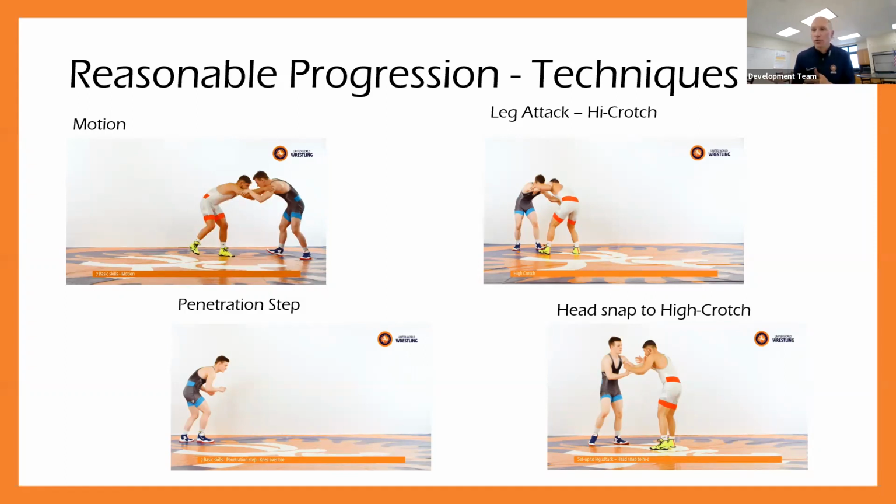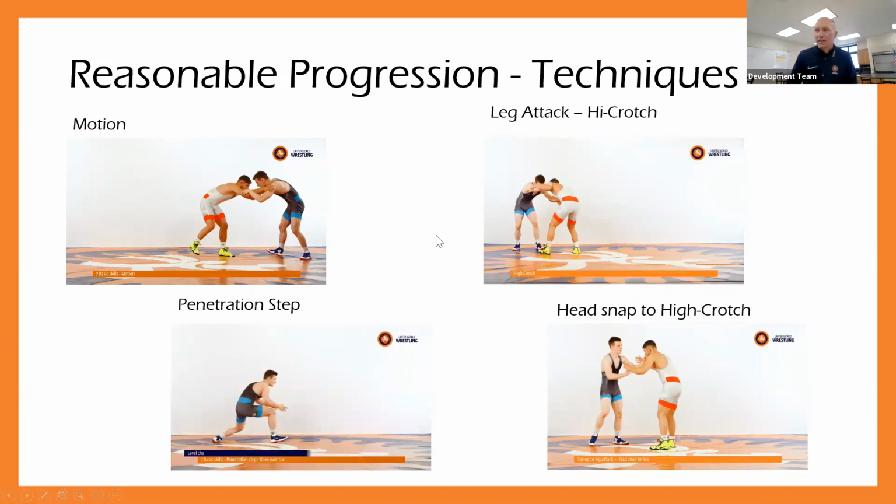So one of those early ones is motion, just moving their opponent. Another key aspect of this is going to be the penetration step. Just being able to take that shot, and we're working on what are those key aspects to take that shot and to be able to score. Now keep in mind that this penetration step doesn't just go for this leg attack, but it goes for others as well. So by teaching them this skill, you're also helping them for other techniques in the future.